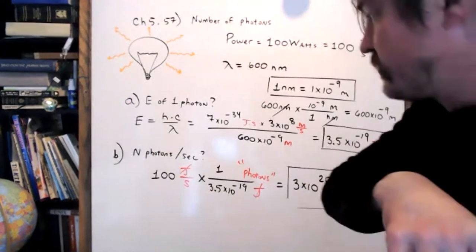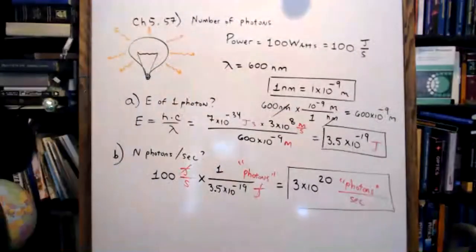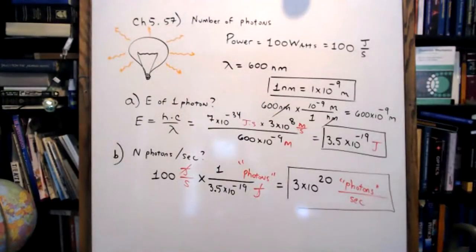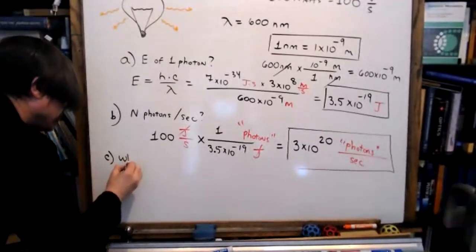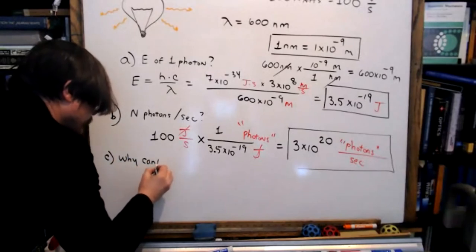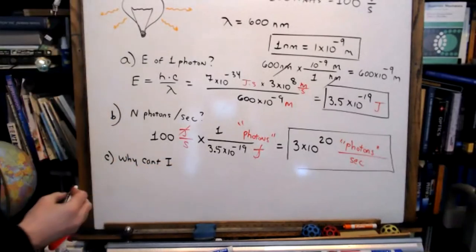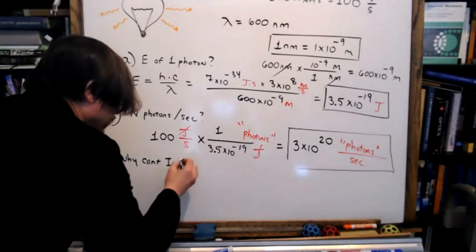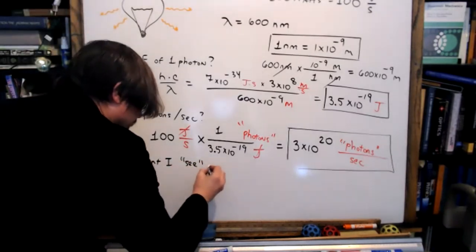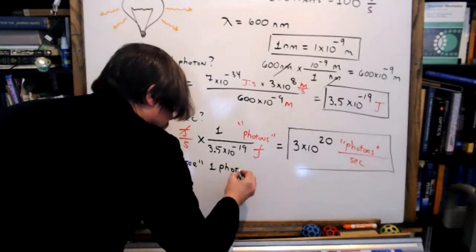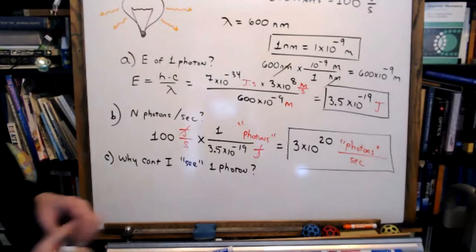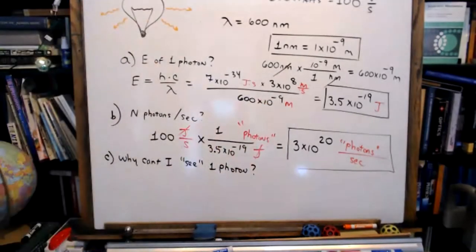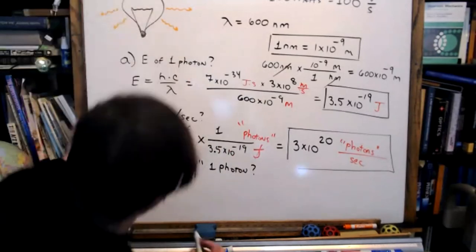Let's take a look at question number C. C says, based on your answer to part B, explain why we don't notice the particle nature of light in our everyday lives. Another way to say this question is, why can't I see one photon? Why don't you guys suggest some reasons for why I might not be able to see one photon of light? It's small. I agree. So let's take these in turn.